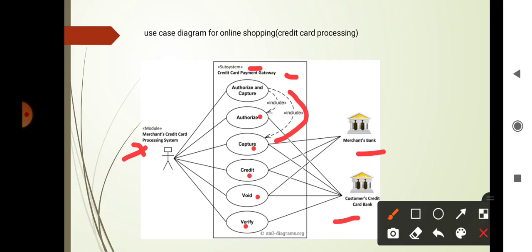Then the merchant bank involves three use cases, capture, credit and void, so it is connected to these use cases. Then the customer credit card bank involves some use cases, so it is connected to the customer credit bank. And then the merchant credit card processing system involves all the use cases, so it is connected to all the use cases.